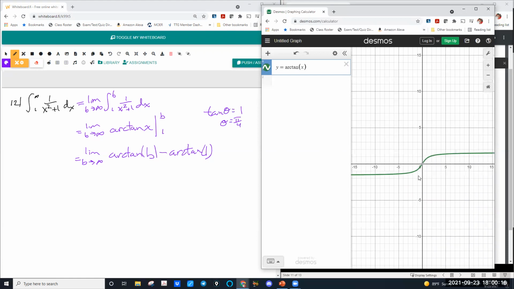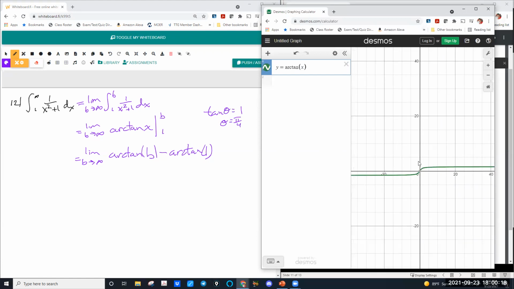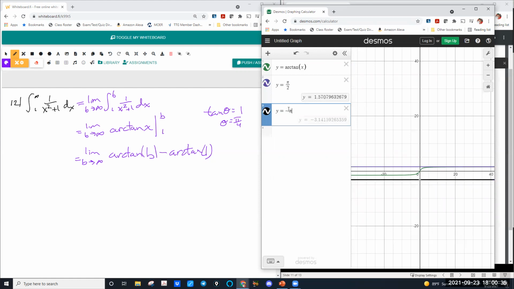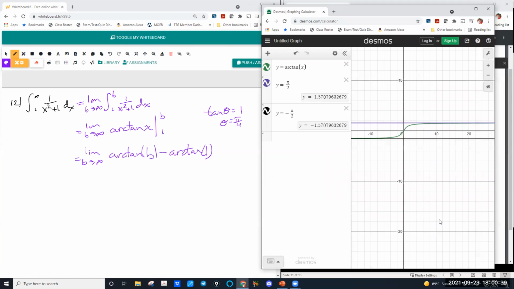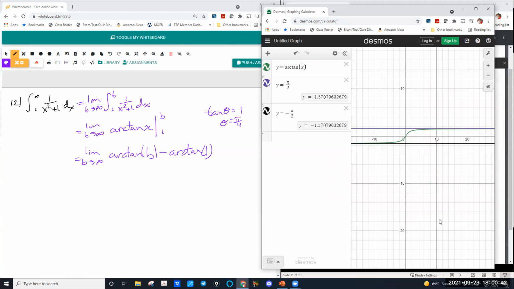Now, the other thing is, if I zoom out, this is a graph that has two horizontal asymptotes. And if you don't remember where those are, this is part of the reason we're looking at this one, you can put them in. So y equals pi over 2, there's a horizontal asymptote. And y equals negative pi over 2. Arctan is a really cool graph because we don't have a lot of graphs that have two horizontal asymptotes. Our logistic functions do.